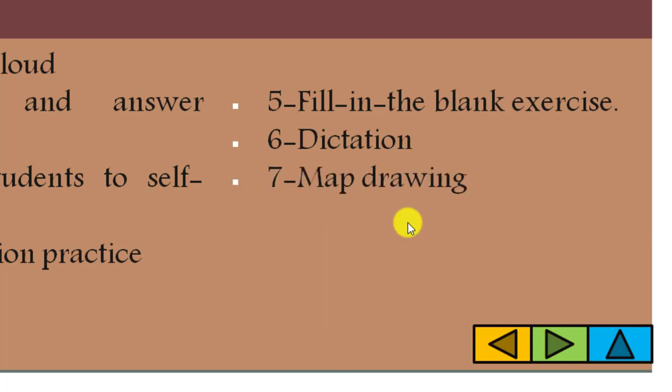The seventh technique is map drawing. In teaching a topic about the geography of a country or a city, for example, the teacher may draw a map in order to demonstrate. The last technique is paragraph writing. So here teachers ask the students to write a paragraph in their own words on the features or the topic they have just discussed or learned about.